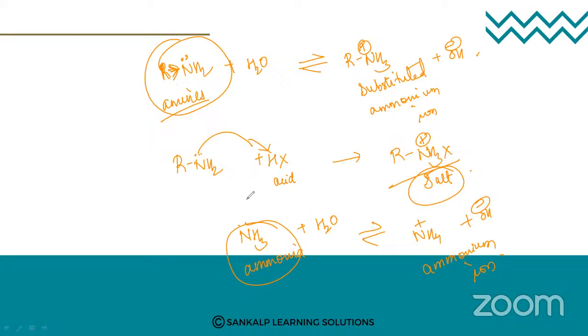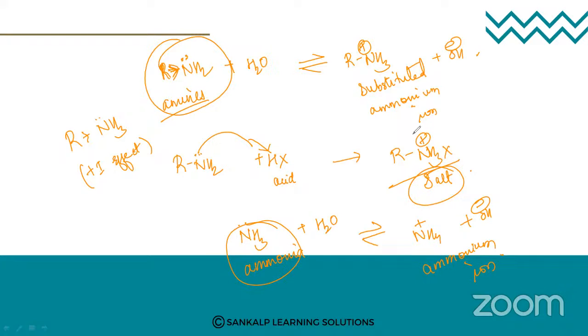So when we are discussing amines and ammonia, our alkyl amines are more basic in nature. Why? Because we have an electron donating group. Because of this electron donating group, the plus I effect increases, and what will happen? It will increase the electron density. So the electron density on the nitrogen atom will be more, because of which the lone pair of electrons can be easily available for protonation or donation.